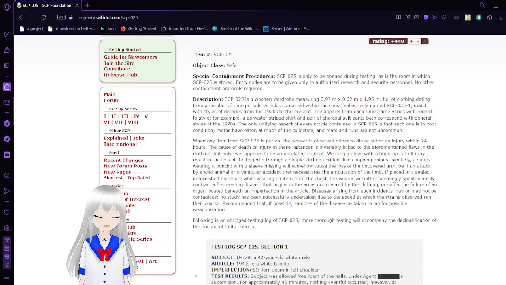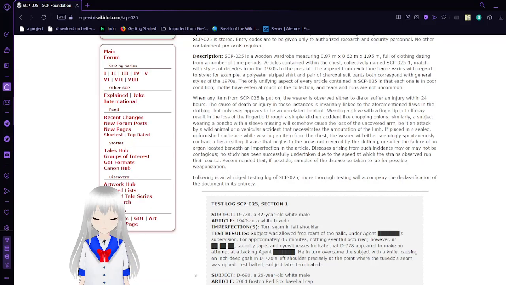In an attack by a wild animal or vehicle accident that necessitates the amputation of the limb. If placed in a sealed, unfurnished enclosure while wearing an item from the chest, the wearer will either seemingly spontaneously contract a flesh-eating disease that begins in the areas not covered by the clothing, or suffer the failure of an organ located beneath an imperfection in the article. Diseases arising from such an instance may or may not be contagious. No study has been successfully undertaken due to the speed at which the strains observed run their course.